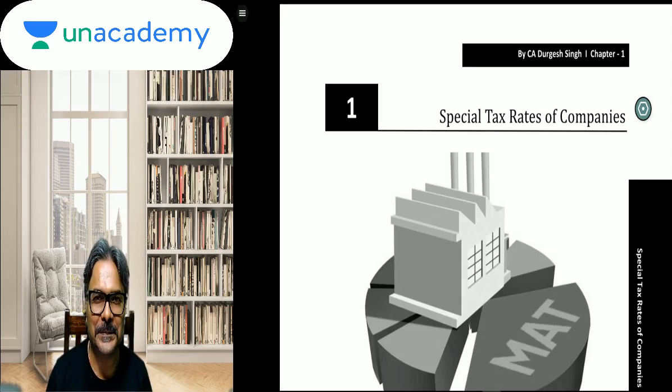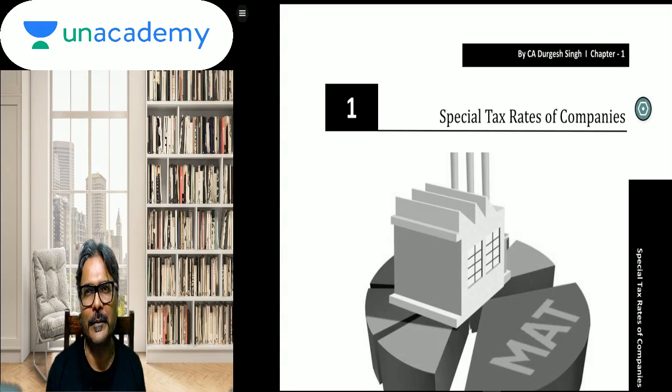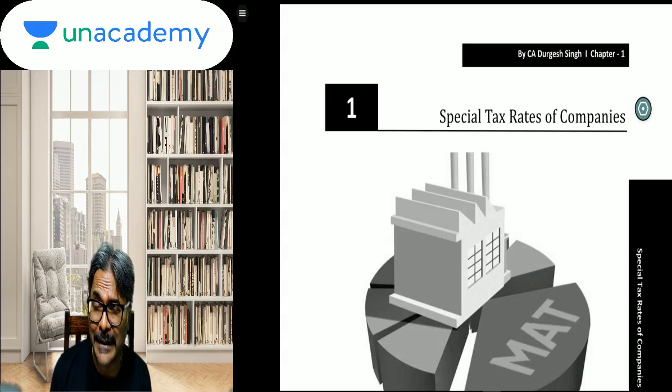Hello students, welcome to this special session on the special tax rates of companies. Students, in this lecture our focus would be on the MAT concept.